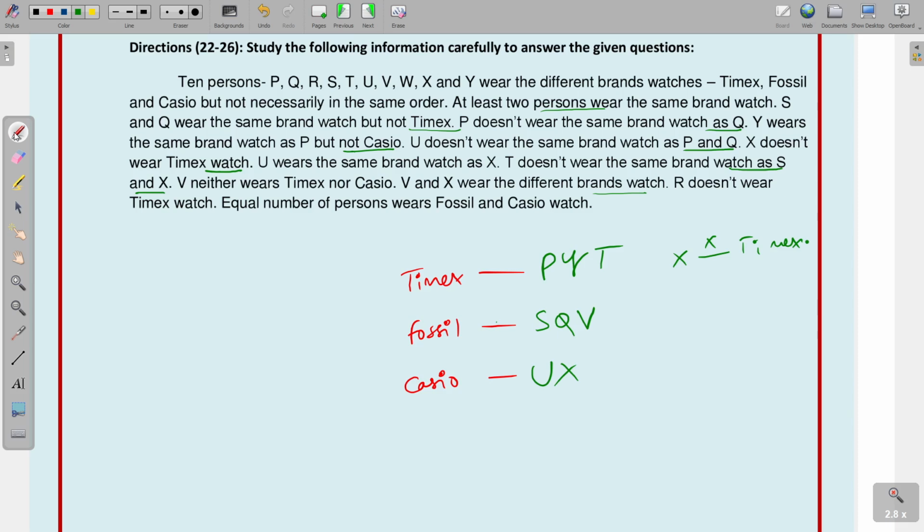And next, R doesn't wear Timex watch. Equal number of persons wear Fossil and Casio. So in Fossil watch 3 persons are there, and R is placing here. Why? Because R doesn't like Timex, so R comes here. The remaining person is W. We are left with W only. W is placing here. Why? Because Fossil and Casio both have equal persons. It is the final arrangement of the puzzle.